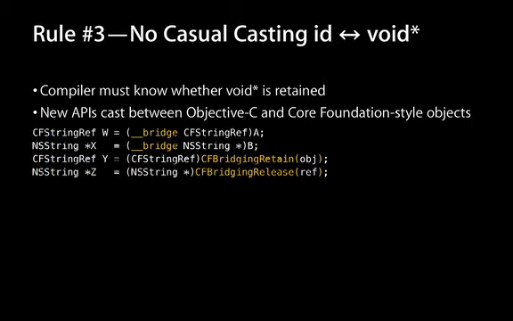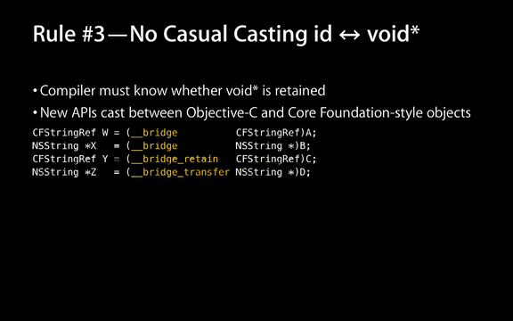Third rule, no casual casting, particularly between Objective-C objects and Core Foundation style objects. We've got new casts, new keywords to do the casting for you. A couple of new ones introduced with Mountain Lion, and the old style ones from Lion and before. Better still, actually, is if you can possibly avoid using Core Foundation style objects, avoid using them in the first place. An example here might be CFUUID. If you're currently using CFUUID, look towards using NSUUID instead.